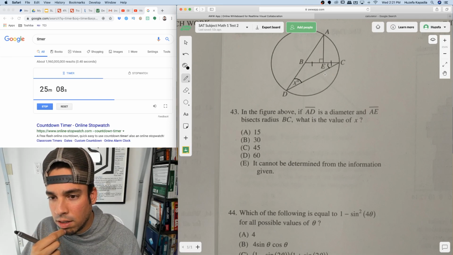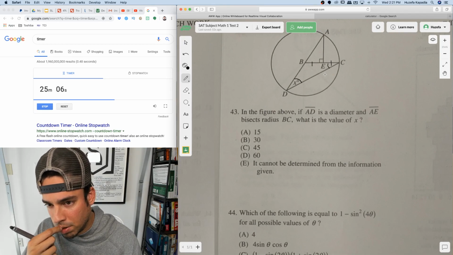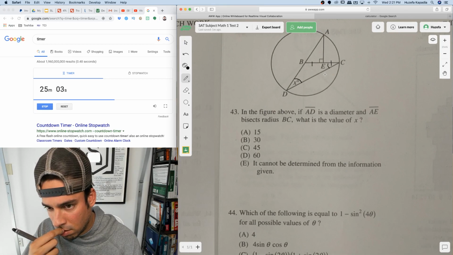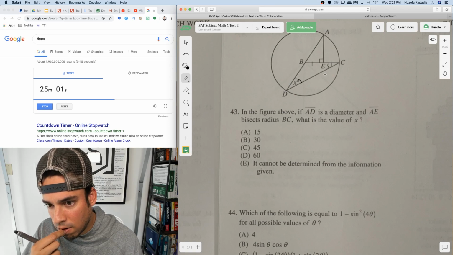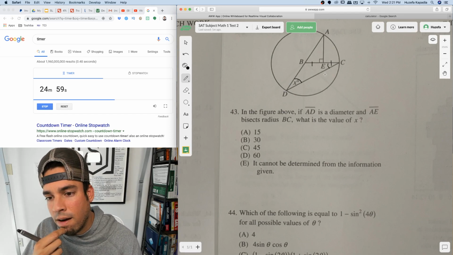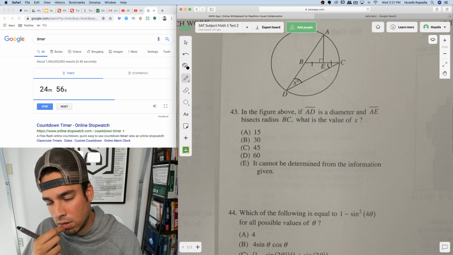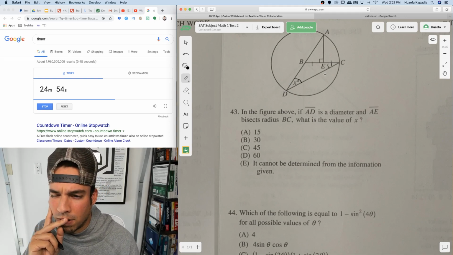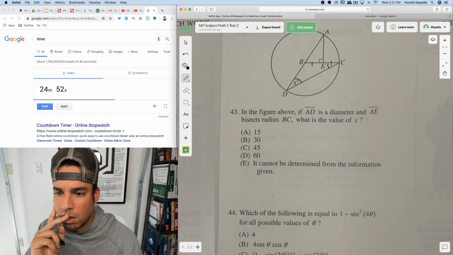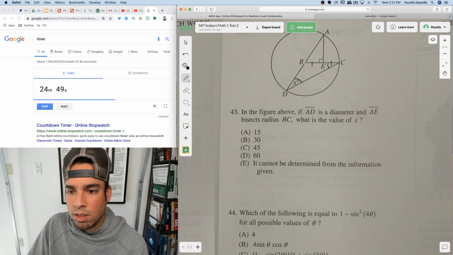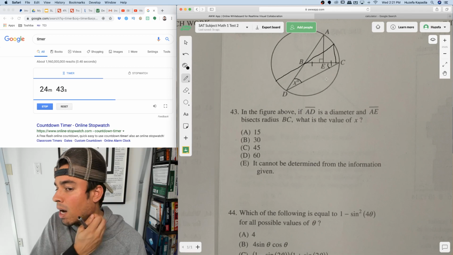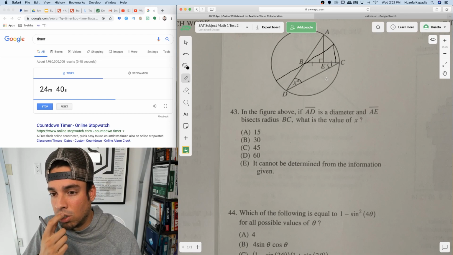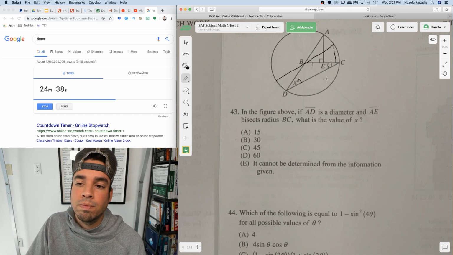Figure above. AD is a diameter. Bisects radius BC. Perpendicular bisector. The value of x. Hold on. Does it have to be something? Because this could extend out like that, right? It doesn't matter. And then this could still be down there, but it wouldn't bisect it. So the limitation is that it's bisecting it. It's bisecting the radius.